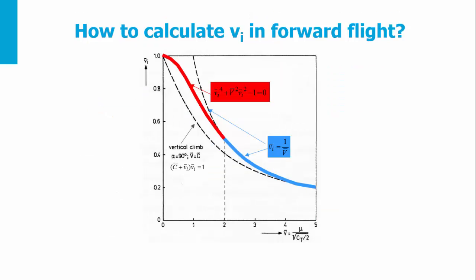We can represent this calculation in a graph giving the velocity V bar and Vi bar. You can obtain that the fourth order equation is valid through the whole range of forward velocities. From V bar on the horizontal axis equal to 2, we can use the approximation 1 over V to calculate Vi. And in this way, we can calculate induced velocity for all ranges of forward speed.